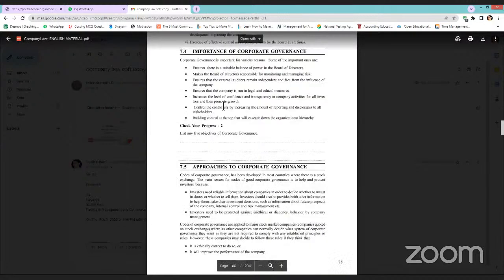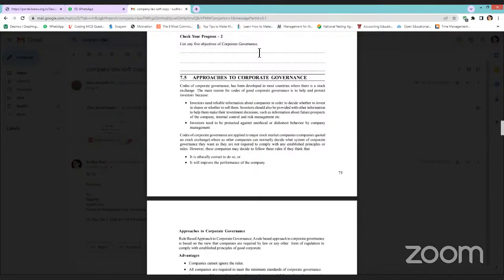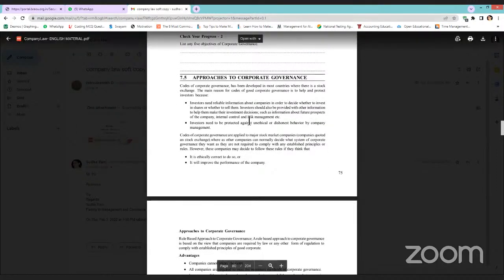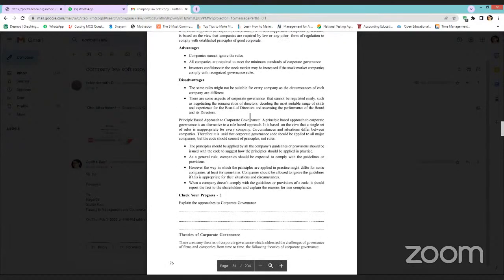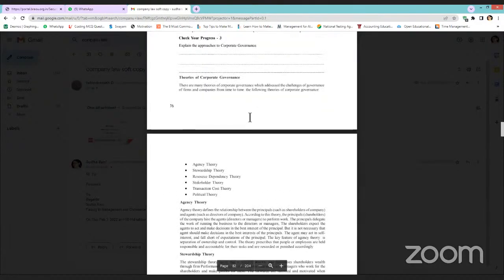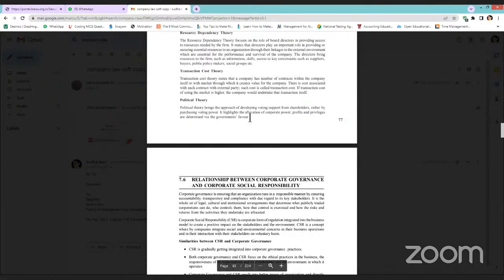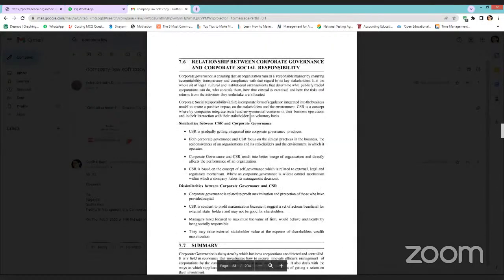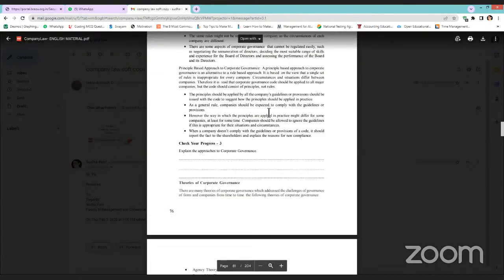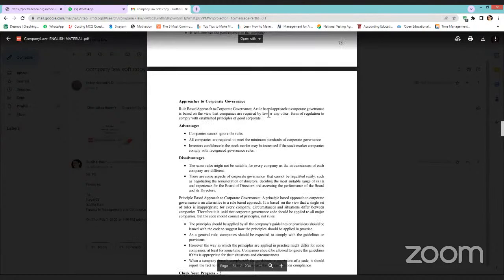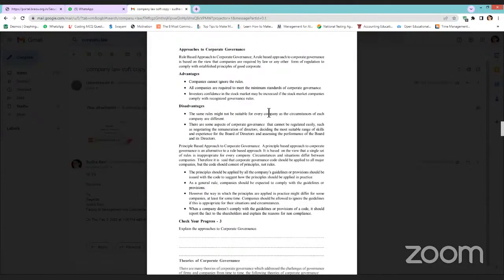The next one is approaches to corporate governance. What are the different approaches that corporate governance adopts to make it successful? Then theories also. More, three topics are there. So, approaches to corporate governance. The first is the rule-based approach to corporate governance.